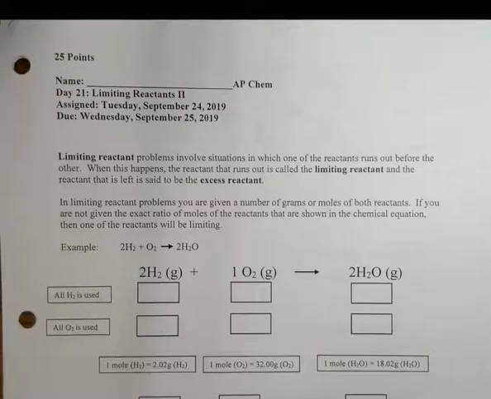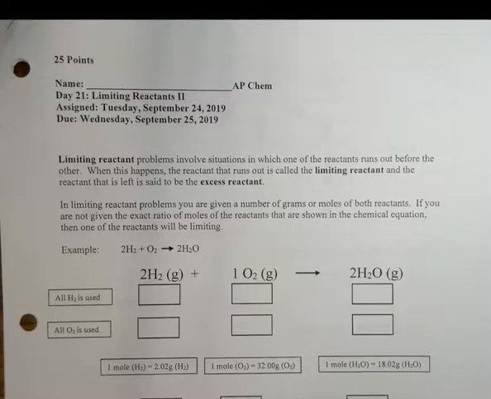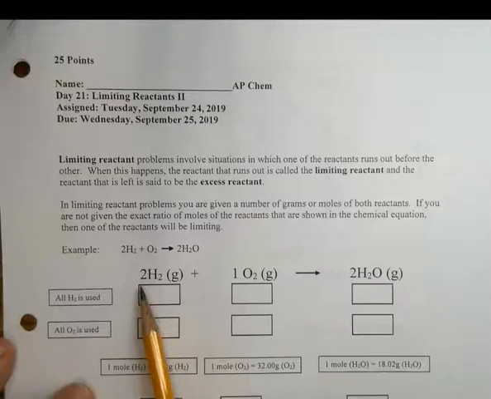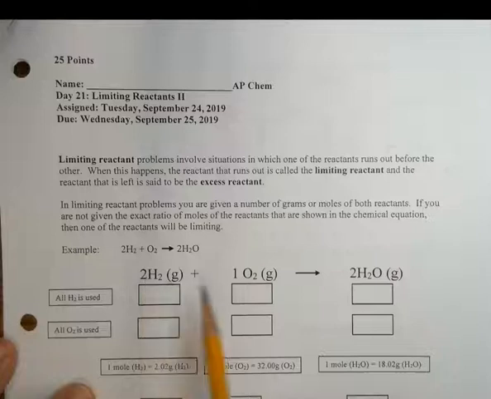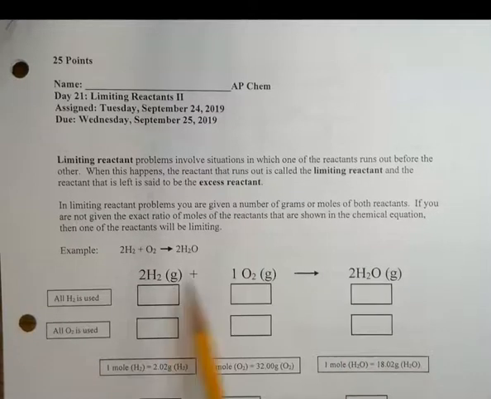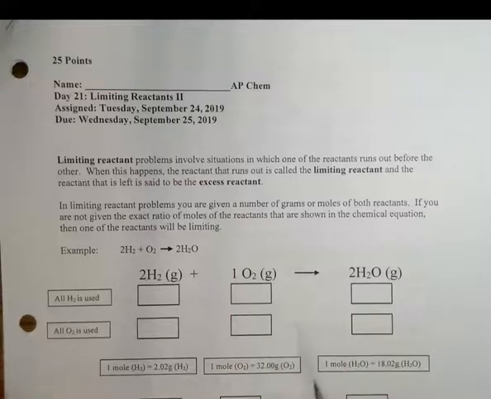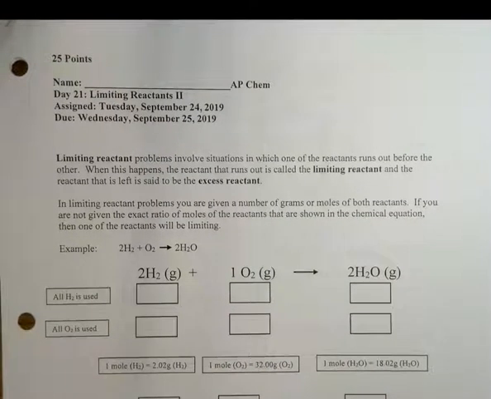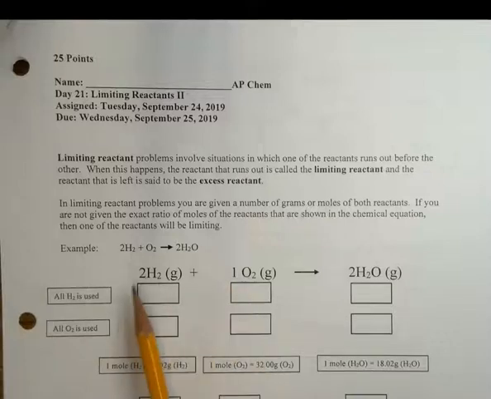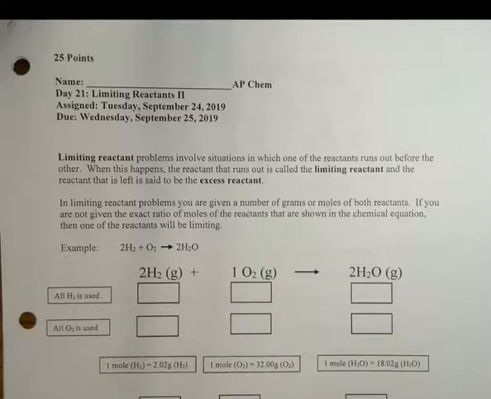Limiting reactant problems involve situations in which one of the reactants runs out before the other. So if you look at this chemical equation, if I had exactly 2 moles of hydrogen gas and exactly 1 mole of oxygen gas, I'd get exactly 2 moles of water, and there would be nothing left over of the hydrogen and the oxygen. We'd just end up with water. Or if I doubled that, I had 200 moles of hydrogen gas, 100 moles of oxygen, I'd end up with 200 moles of water, but same thing. I wouldn't have any of these left over as long as I had exactly a 2-to-1 ratio of hydrogen to oxygen.